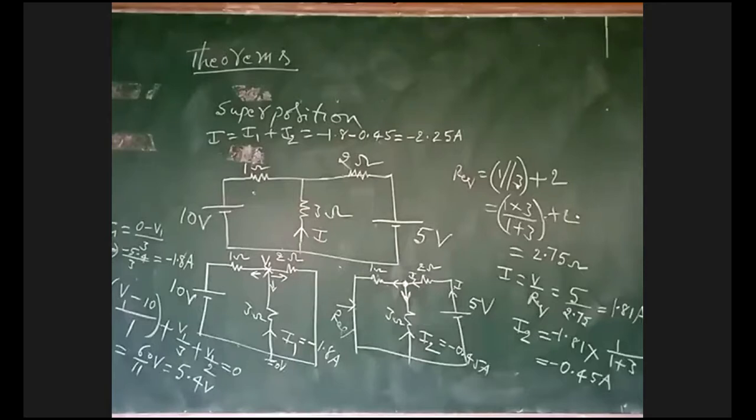Read the statement. If you have any doubt, you can ask me. In any linear bilateral network, the current in any branch, only one branch they will ask in the exam, either 1 ohm or 2 ohm or 3 ohm. Here in this problem, they are asking in 3 ohm. The current in any branch is equal to the sum of currents in that particular branch when considered each source separately. That's all about the problem.